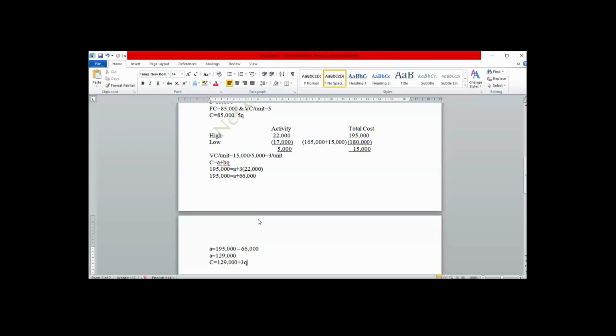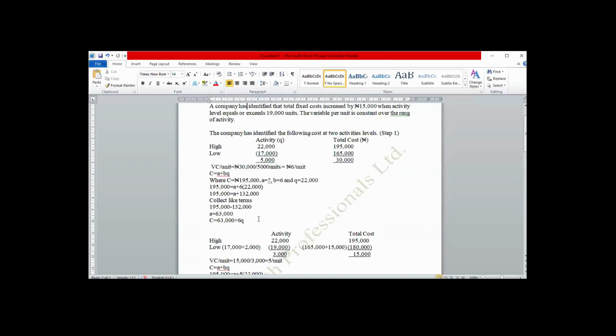It's not that I'm defending myself. I'm only telling you what is supposed to happen, that they didn't use it. If you look at the position of their question and look at the solution, you yourself will see that it does the equivalent. A company has identified that total fixed cost increased by 15,000 when activity level equals or exceeds 19,000. Is it that equals 19,000 or exceeds 19,000?